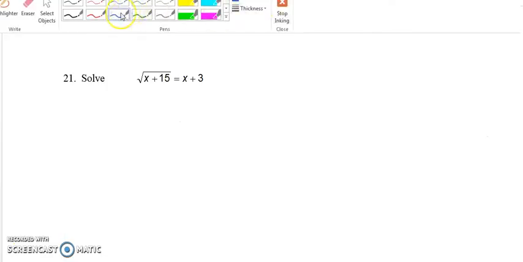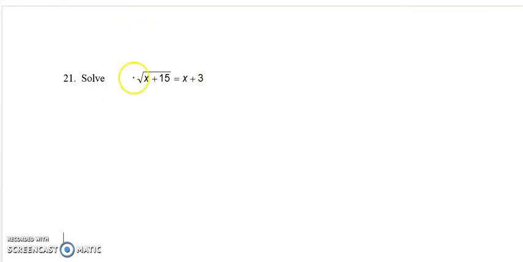Alright, last problem, number 21. So we want to solve this radical equation. Okay, so we already have the square root by itself on the left side. So therefore, let's get rid of the square root. So we need to square both sides. So let's square the left side. But when we square the right side, we need to square this entire quantity, x plus 3. So therefore, we need to put that in parentheses.